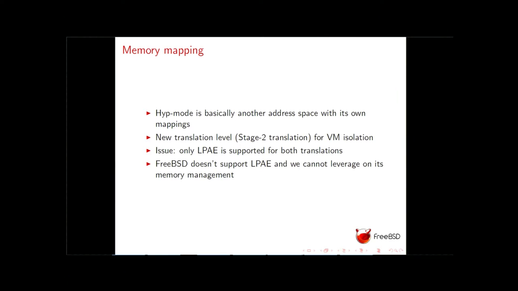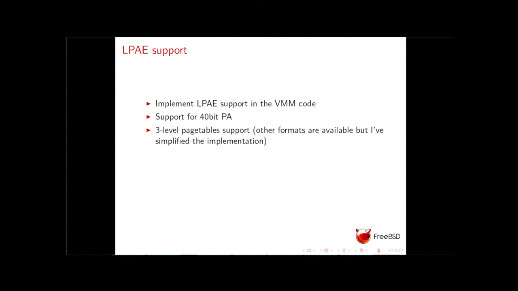We had one issue here. LPAE is large physical address extensions. It's not supported by the FreeBSD memory management code. So we cannot rely on the FreeBSD memory management code to build the page tables. We had to create our own code for this. This is somewhat the opposite of what I told you earlier, that we rely on the management tools. Right here, we didn't have this opportunity. We implemented LPAE support in the VMM code. We support 40-bit physical addresses, which is the maximum, and a three-level page table format. There are multiple formats with two levels, one level, and so on, but we implemented only one for simplicity.